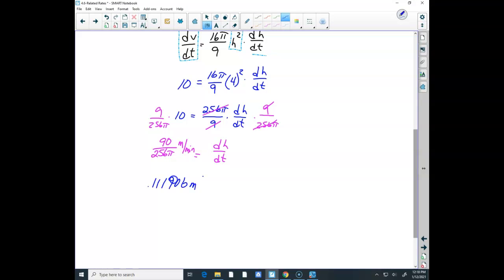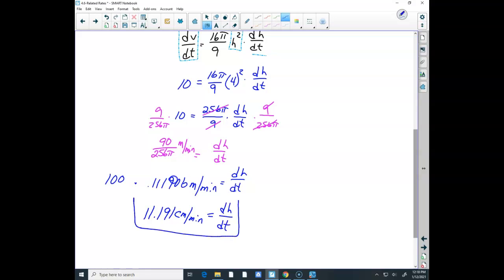906, but that's meters per minute. That's what my dH dt is. So to convert meters to centimeters, we just take it times 100, right? So I should have 11.191 centimeters per minute should be my change in height with respect to time, okay? Well, there's one. I just found dH dt.